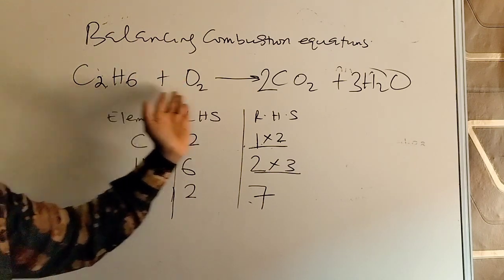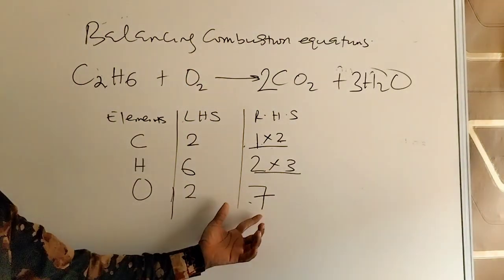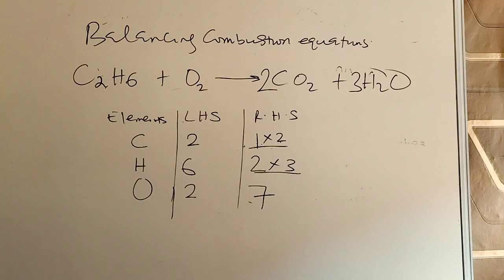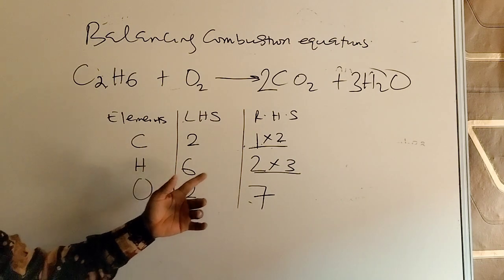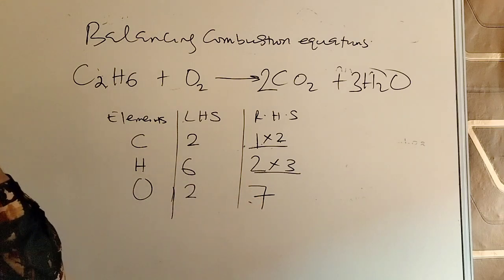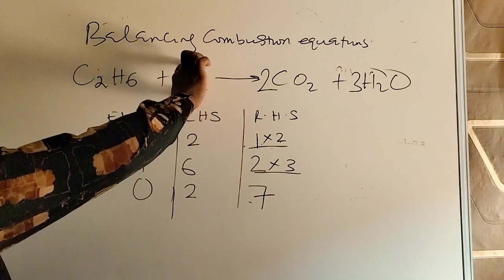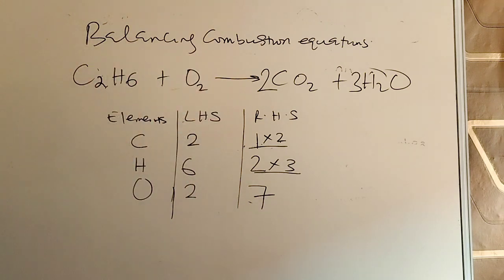Other atoms are balanced. If I put 7 here, it cannot balance, because 7 times 2 will give you 14. So since 2 and 7 are not divisible, 2 cannot divide 7 without a remainder, or 7 is not a multiple of 2, what will I do? I try to apply a fraction, because only one element remains to be balanced, and that element is on its own. So that's when you apply a fraction to help yourself.